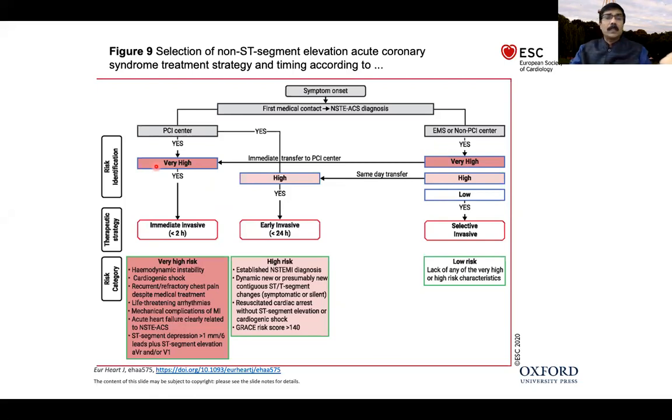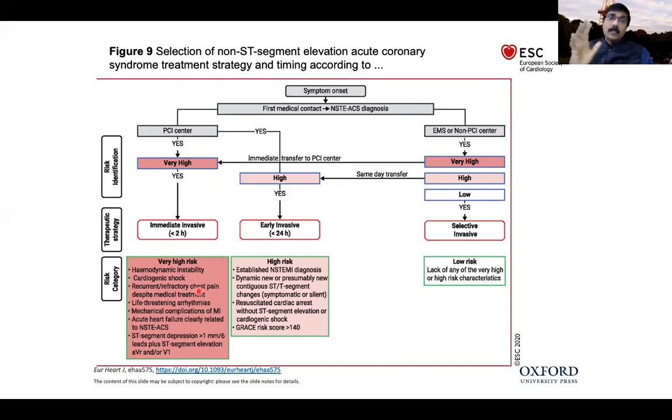Cardiogenic shock, hemodynamic instability, recurrent ongoing severe chest pain, life-threatening arrhythmias like ventricular tachycardia, mechanical complications, patients with an acute heart failure, ST depression in more than 6 leads, probably meaning that there's going to be left main disease. These very high risk patients are never subjected to randomized trials. So those patients, clearly, you do an immediate PCI. What is going to be an immediate angiogram? Less than 2 hours. Something like an ST elevation myocardial infarction. I'm sure all of you agree on that.